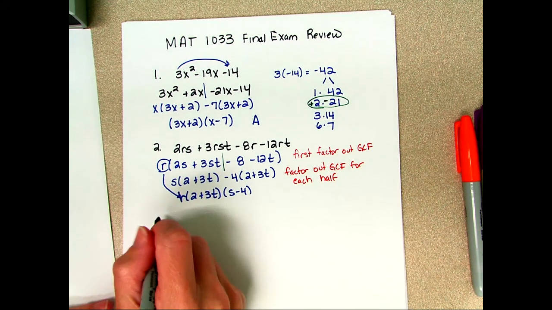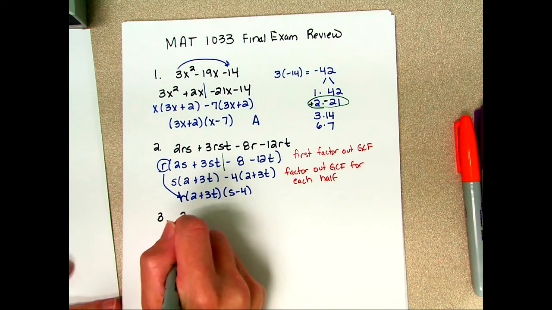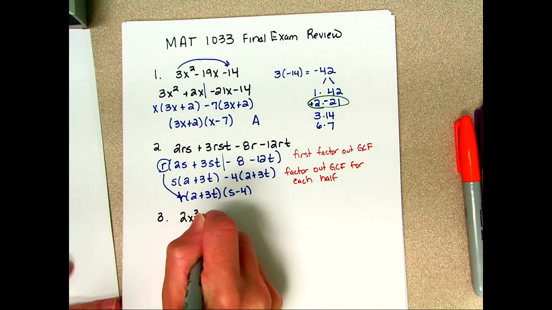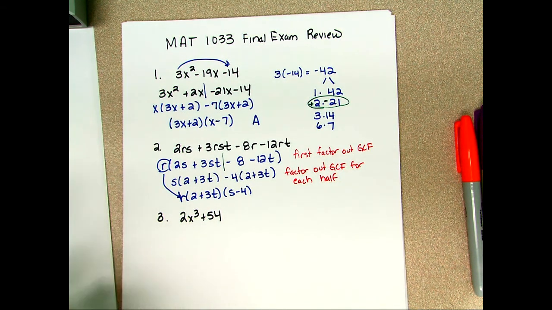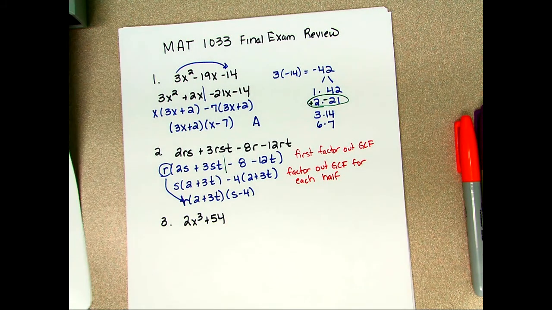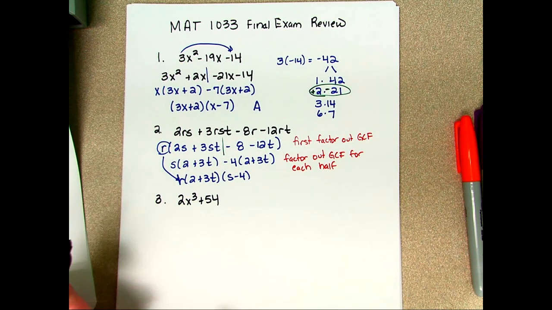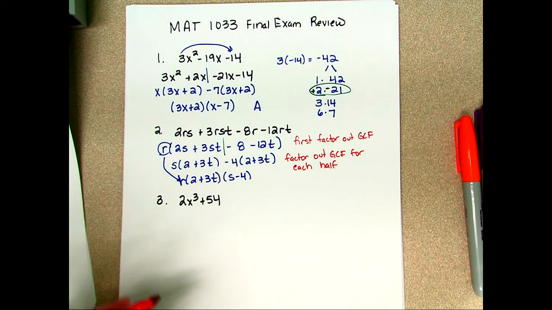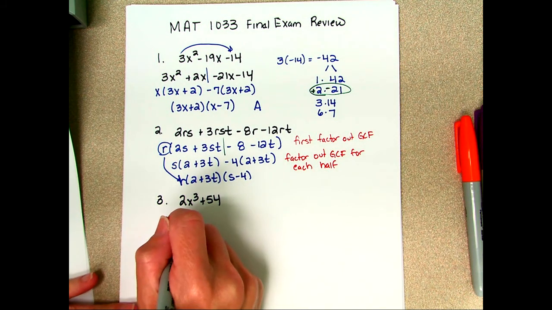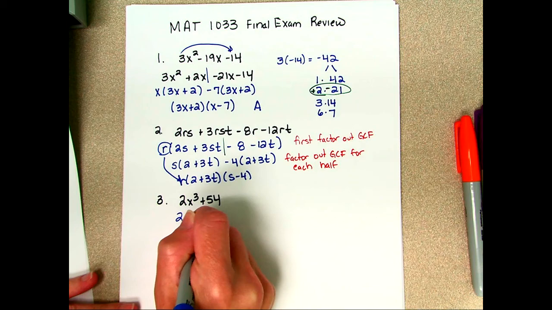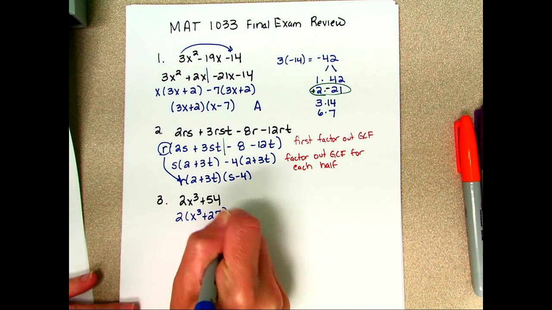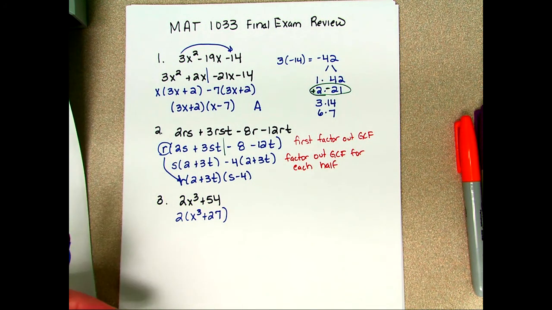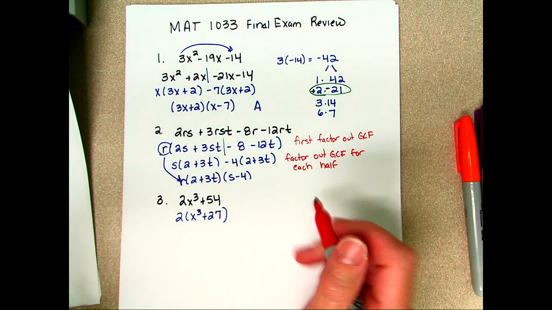Number 3, factor completely. 2x cubed plus 54. Again, we always look for our greatest common factor. We have a greatest common factor of 2. Factor out a 2, we have 2 times x cubed plus 27. We recognize that x cubed plus 27 is a sum of cubes.